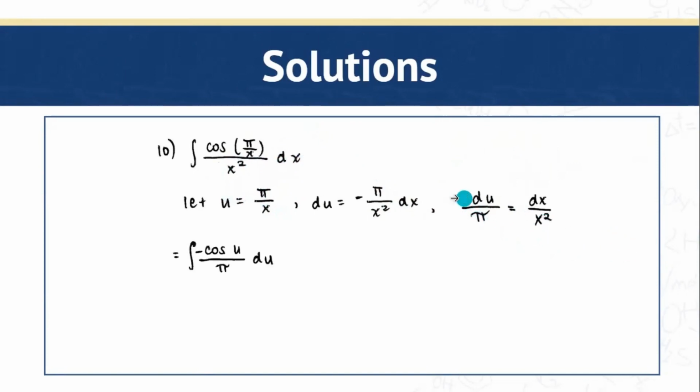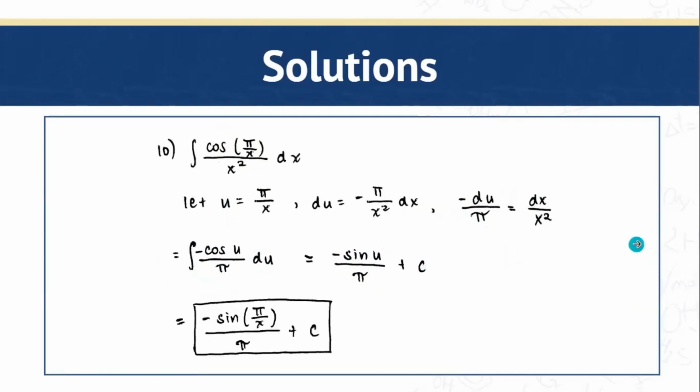Substituting u and du, we'll be getting cosine u times du over pi. So that's this part, negative du over pi. And solving this, we'll be getting negative of sine u over pi plus c. So just a matter of undoing the substitution, we'll be getting a final answer of negative sine of pi over x, over pi plus c. So this is our final answer.